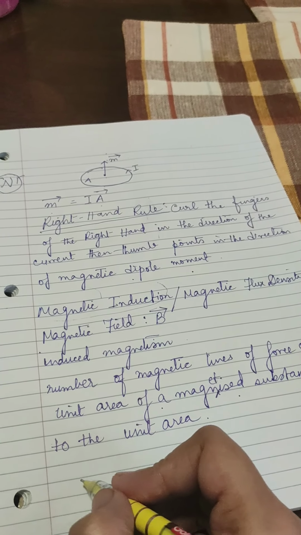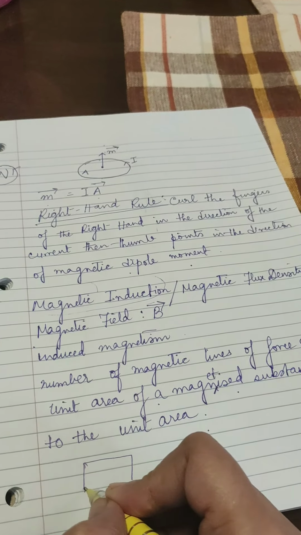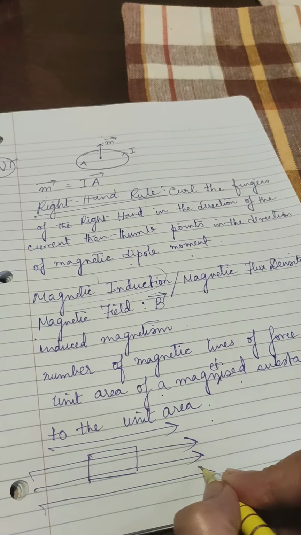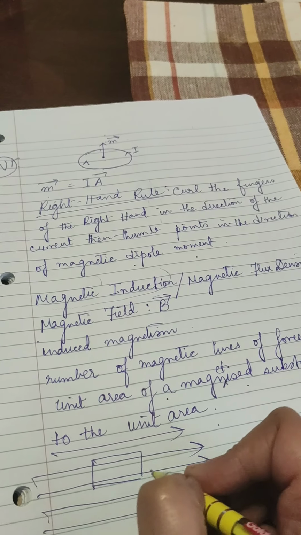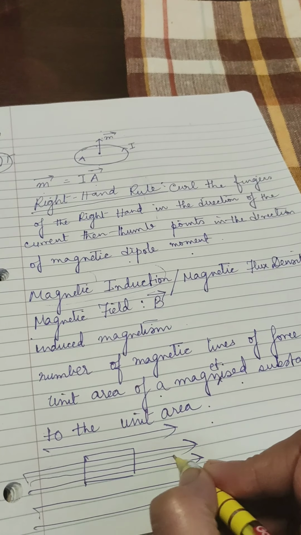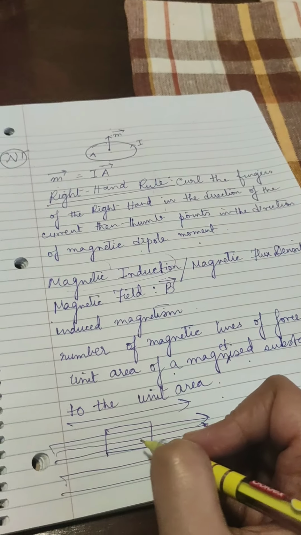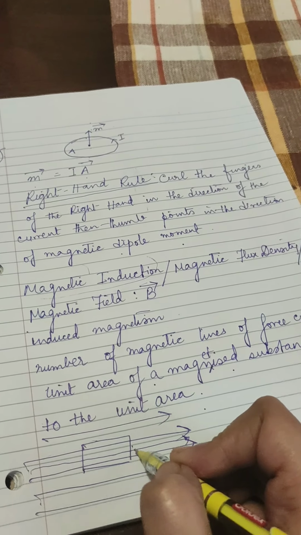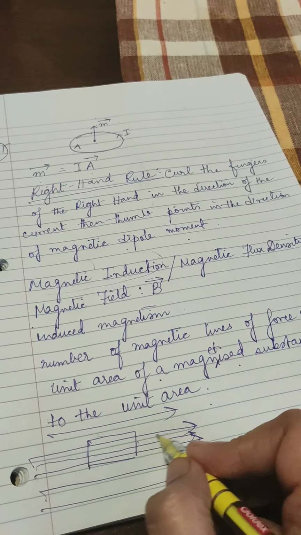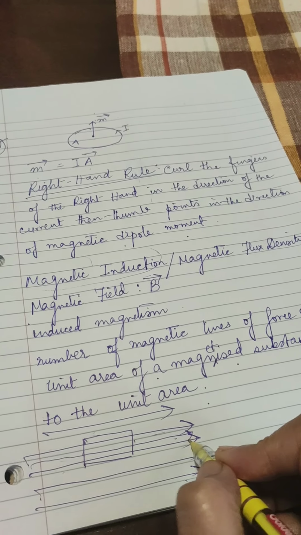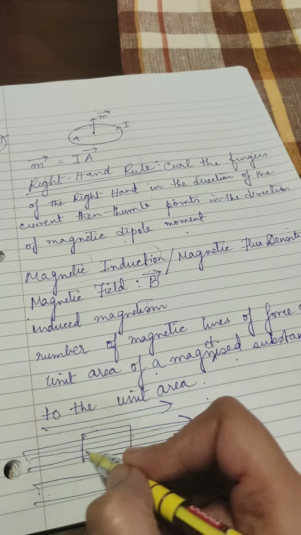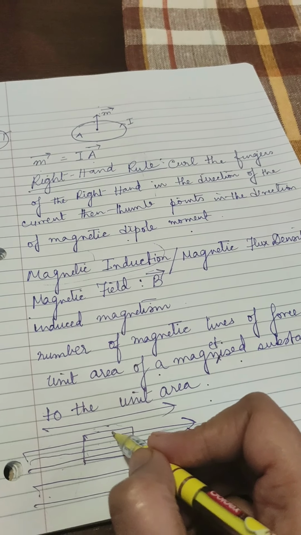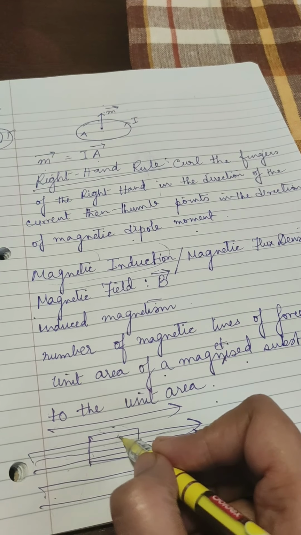Okay, so which means that if I keep a substance and this is my external magnetic field or magnetizing field, how many magnetic lines of force have passed through this magnetized substance? A substance gets magnetized when the magnetic lines of force pass through it, because this external magnetizing field is aligning the atomic dipoles of the substance in the same direction, depending on which the substance is getting magnetized.